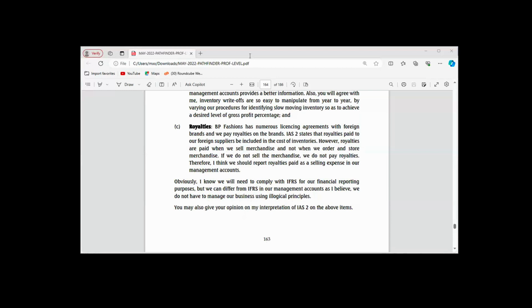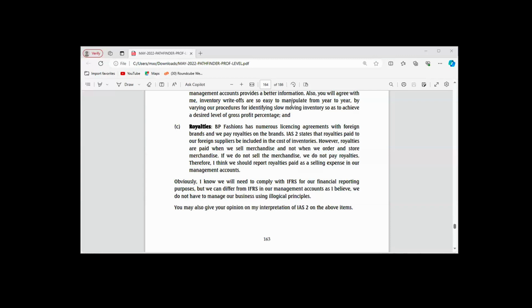BP Fashions has numerous licensing agreements with foreign brands, and we pay royalties on the brands. IAS 2 states that royalties paid to our foreign suppliers be included in the cost of inventories. However, royalties are paid when we sell merchandise and not when we order and store merchandise. If we do not sell the merchandise, we do not pay royalties. Therefore, I think we should report royalties paid as a selling expense in our management accounts. Obviously, I know we will need to comply with IFRS for our financial reporting purposes, but we can differ from IFRS in our management accounts, as I believe we do not have to manage our business using illogical principles. You may also give your opinion on my interpretation of IAS 2 on the above items.